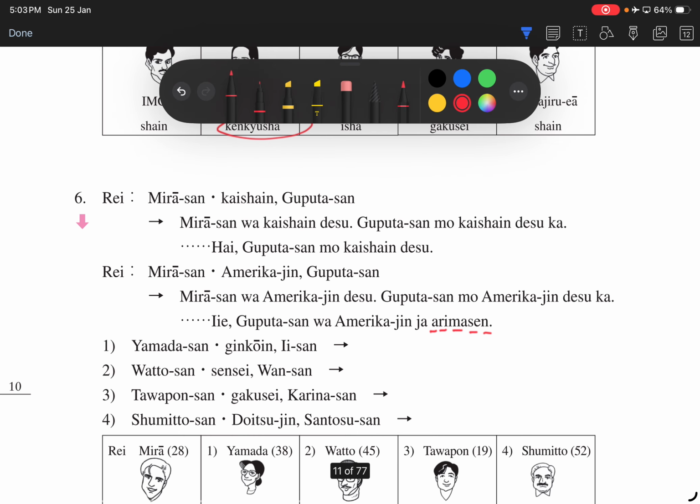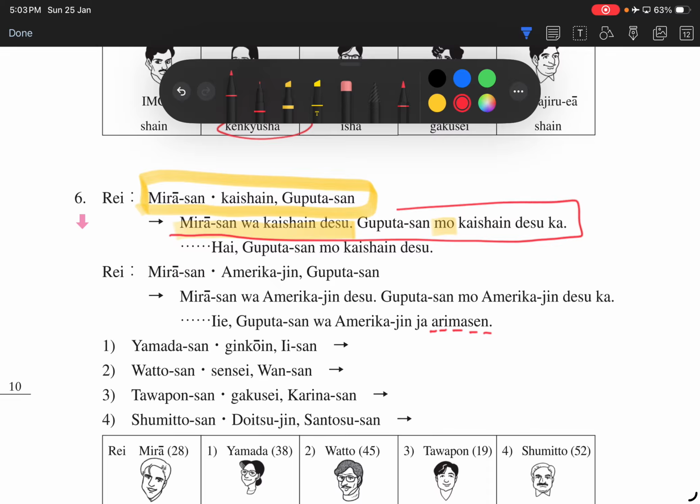Okay, number 6. Mira-san, Kaishain, Gupta-san. So now we have 3 objects together, and I need you to form a sentence with these 3 objects. We can say, Mike Mira-san wa kaishain desu. Then we use the mo particle to form a sentence. So Gupta-san mo kaishain desu. In this case, I need you to form the question.